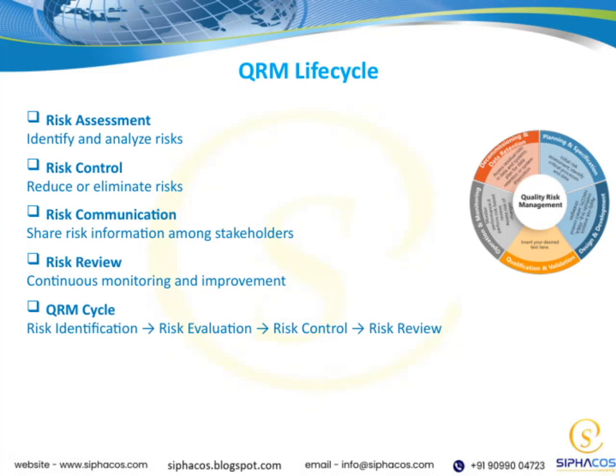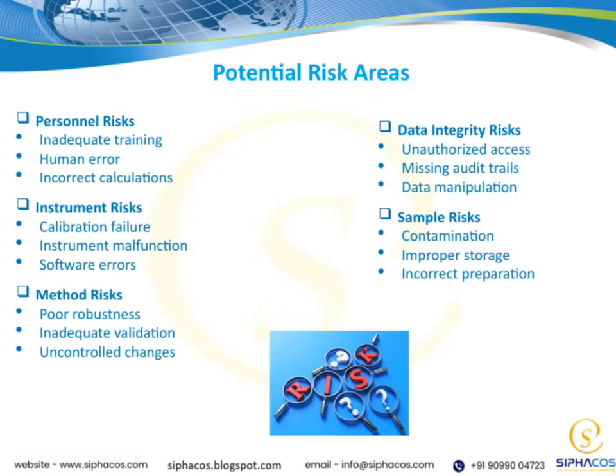Let's walk through the quality risk management lifecycle. It starts with risk assessment, where we identify and analyze potential risks. Then comes risk control, focused on reducing or eliminating those risks. Next is risk communication, making sure everyone involved stays informed. Finally, risk review keeps the process alive with continuous monitoring and improvement. This cycle moves from identifying risks to evaluating them, controlling them, and then reviewing, a continuous loop that keeps quality front and center.